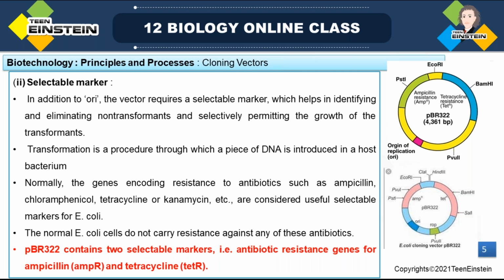So mainly these are used as selectable markers in E. coli. Note down, in E. coli, what will we use as selectable markers? The genes which are encoding resistance to antibiotics. Which antibiotics? Ampicillin, chloramphenicol, tetracycline or kanamycin.